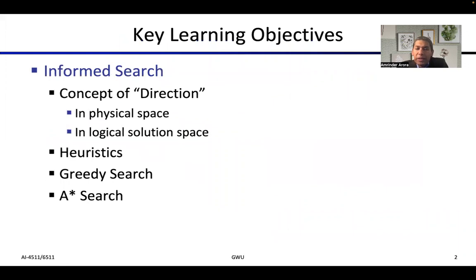So the key learning objectives that we want to cover today are informed search, the concept of direction, how it applies to physical space and logical solution space, the concept of heuristics, greedy search, and A-star search, okay?